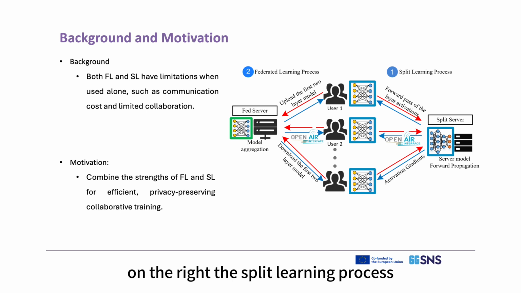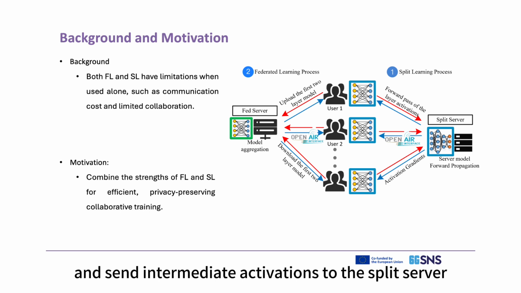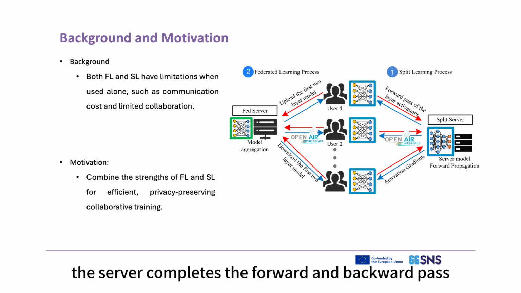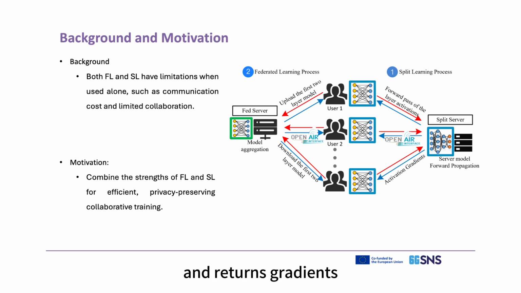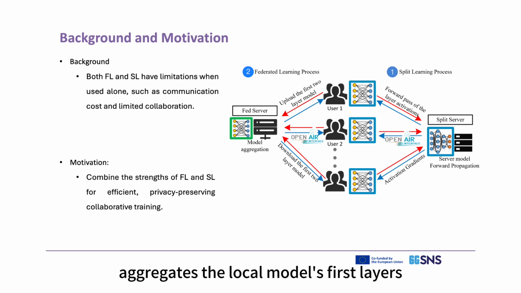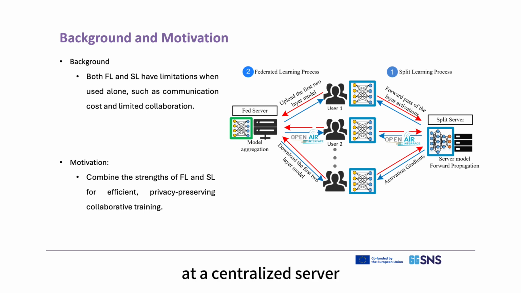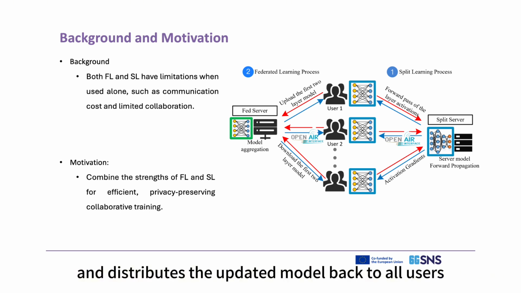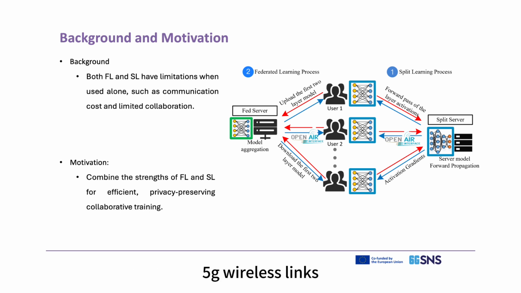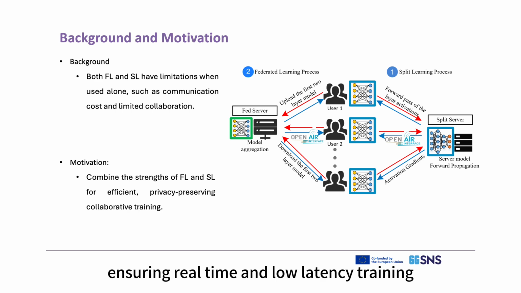On the right, the split learning process allows each user to compute the first few layers of the model locally and send intermediate activations to the split server via a 5G network. The server completes the forward and backward pass and returns gradients. On the left, the federated learning process aggregates the local model's first layers at a centralized server and distributes the updated model back to all users. All communications are performed over open-air interface-based 5G wireless links, ensuring real-time and low-latency training.